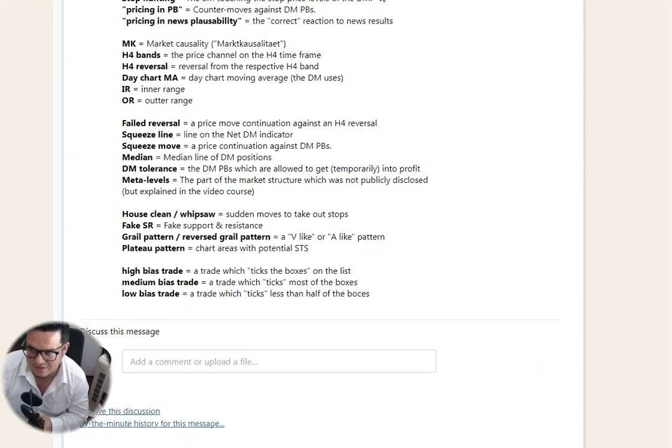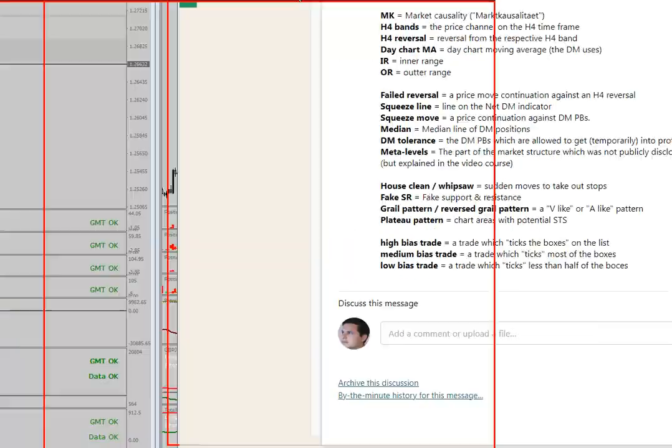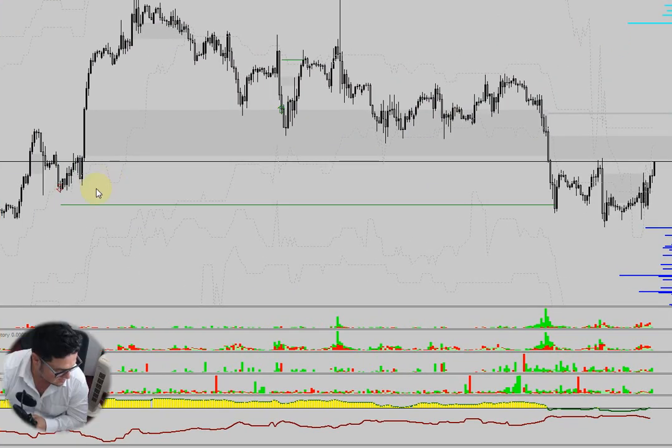Grail pattern, reverse grail pattern. This is not something complicated. It's just like here again in cable, you see this A pattern, or if it's the other way around, like a V grail pattern. Because it looks like a grail, this looks like a reverse grail. Grail is just when it goes up, down, or vice versa.